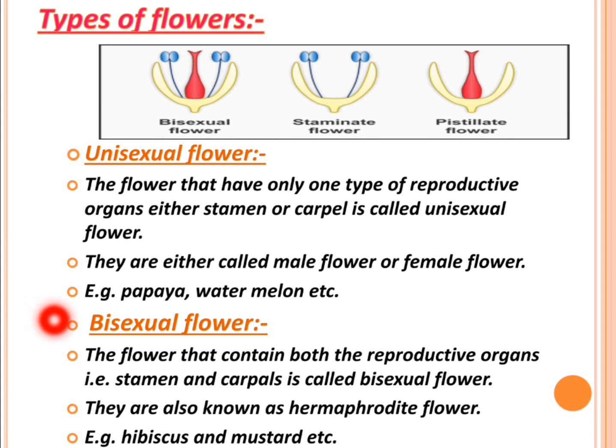Bisexual flower is the flower that contains both reproductive organs, that is stamen and pistil. These type of flowers are also called hermaphrodite flowers, and such type of flowers are present in hibiscus and mustard plants.